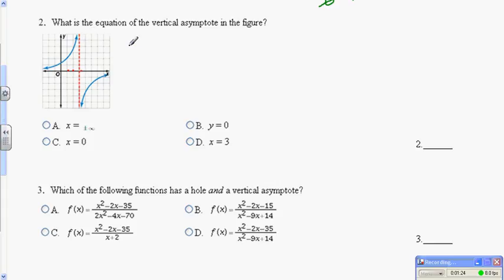What's the equation of this asymptote? It's a vertical line, so it's x equals 3. That'd be D.